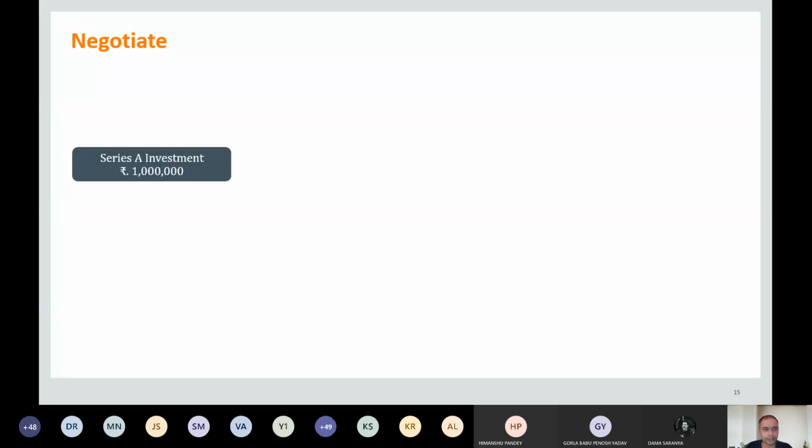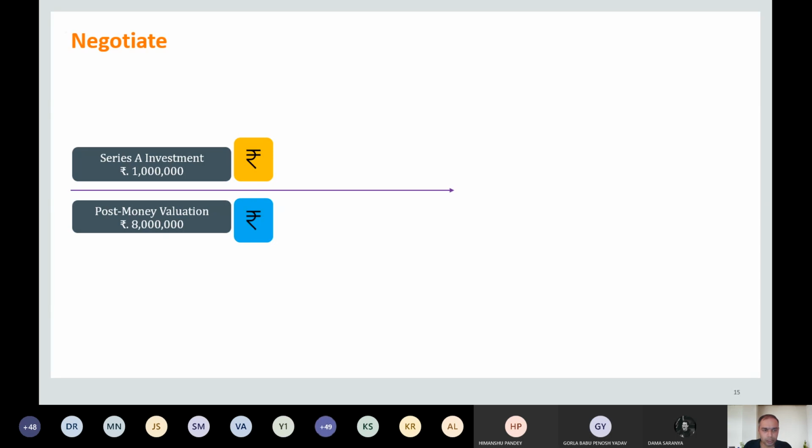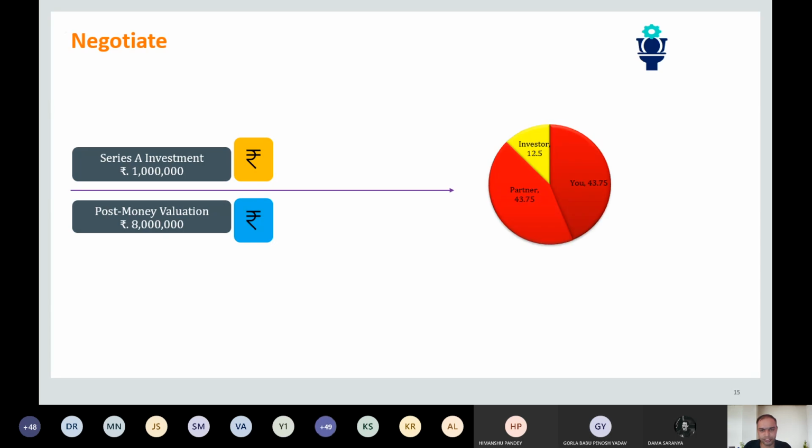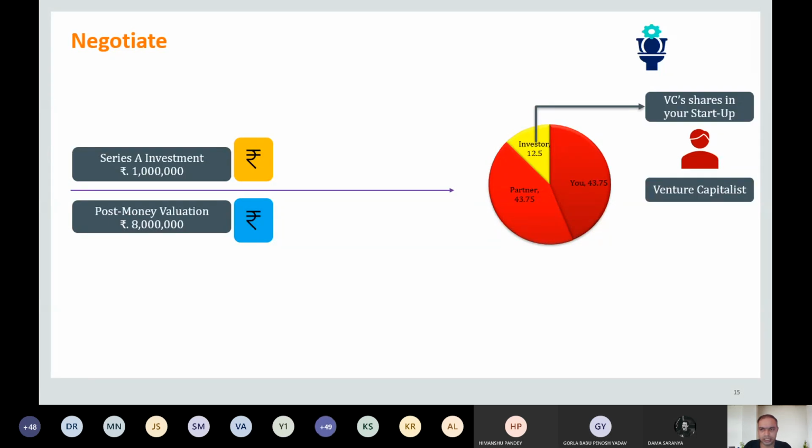So what you have to do now is negotiate. Here's an idea. You are expecting an investment of 10 lakh rupees, and say, for example, you are keeping your post money valuation as 8 lakh rupees. So now you are going to evaluate your money. You are negotiating with your investors, and from the calculation we know that your value is 43.75, your partner's value is 43.75, and to your seed money investor you are going to give 12.5 percentage of the investment.